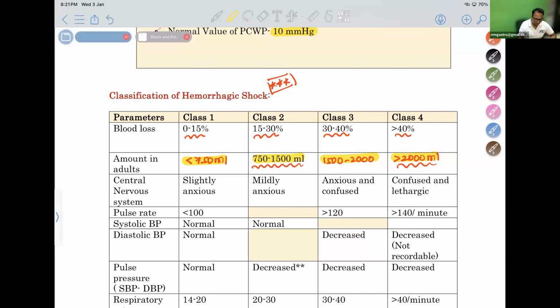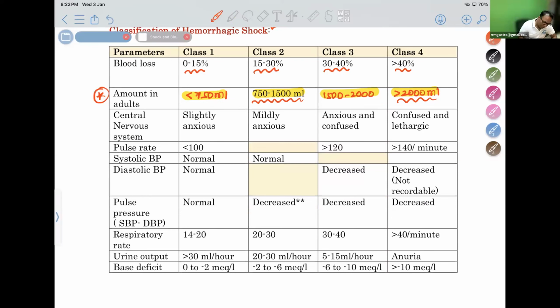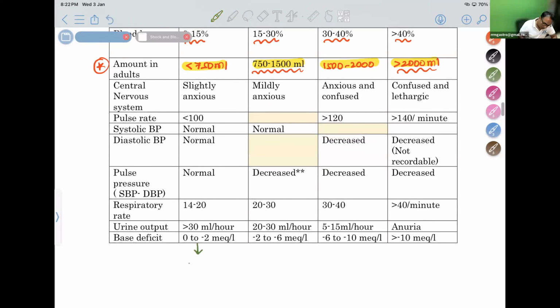Now coming to the clinical features in each class. The most important point is that in class 1 shock, nothing is happening. Everything is normal: pulse rate normal, systolic BP normal, diastolic BP normal, pulse pressure, which is systolic BP minus diastolic BP, normal, respiratory rate normal, urine output normal at 30 ml per hour. Base deficit is 0 to minus 2 milliequivalents. Base deficit means the patient is developing acidosis. As acid is increasing, base gets deficient, no? So that is 0 to minus 2. CNS is normal.